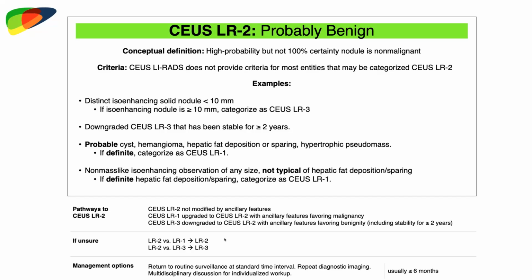LR2 observations would be those that we are fairly confident are benign, but don't meet criteria for LR1. You don't have to go through the details. There aren't any real specific pathologies in this category, but more, we think it's a hemangioma, but it has atypical features, or it's a small observation without any hyperenhancement or washout. These are the few observations that generally make it into this category.